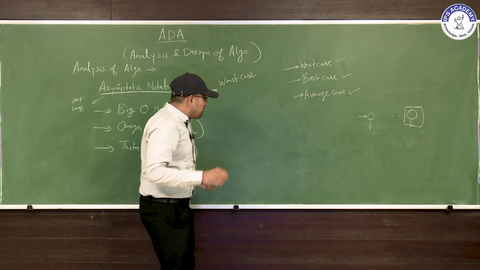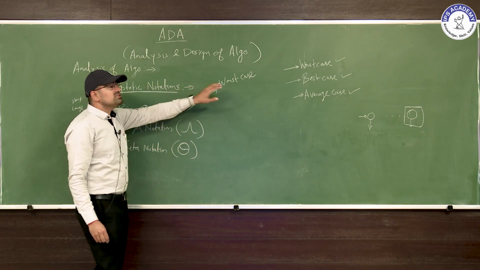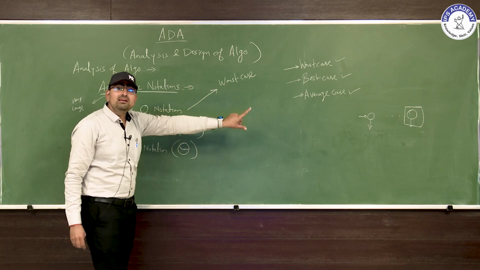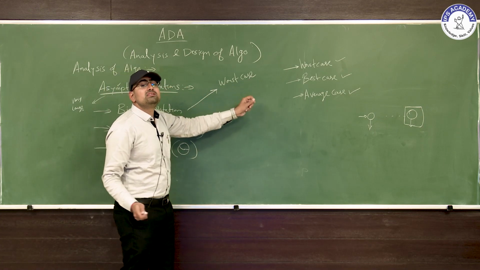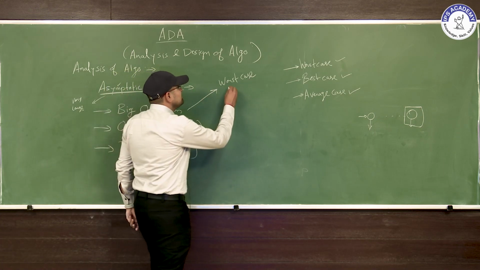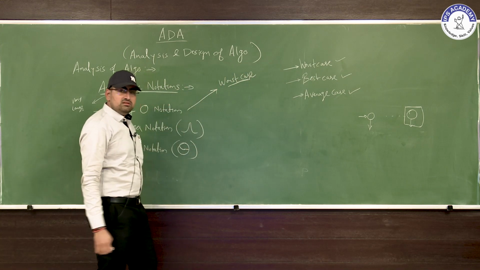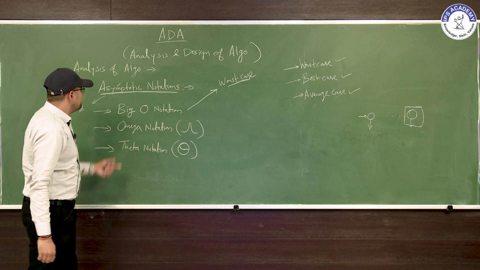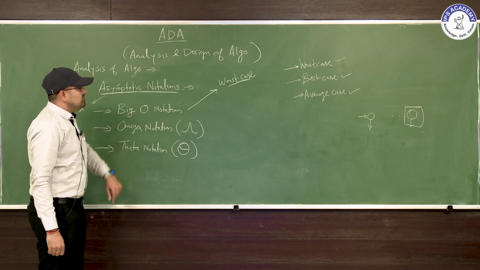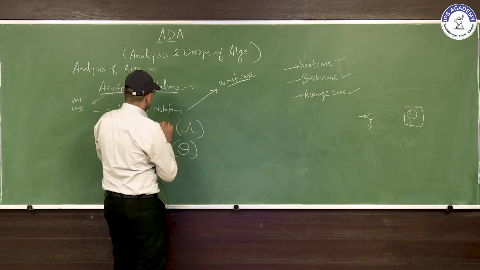So that is why we always focus upon the worst case, because it gives you a guarantee that it is not going to be stretched more than that. So that is the highest stretch of the time, right? So Big O notation is used for worst case complexity representation, right?